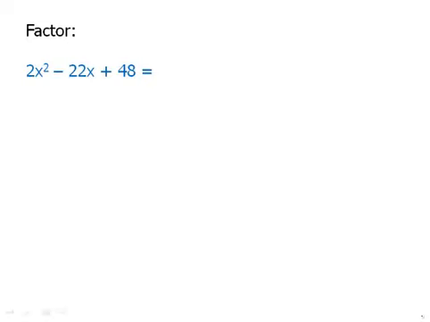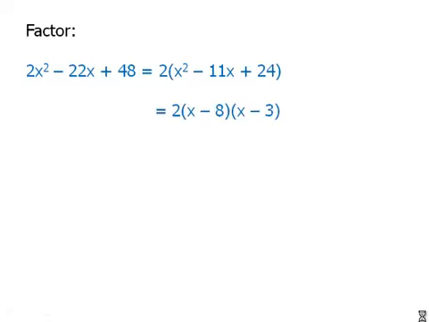Suppose we had to factor something like this. This isn't too hard. Something of this form could appear many places on the test. Notice, first of all, the coefficients are even, so we can factor out a 2. Once we factor out a 2, we get an ordinary quadratic. Now it's just a matter of factoring that ordinary quadratic. We need a product of 24 and a sum of negative 11. So those two terms are negative 3 and negative 8, and so this factors to 2 times (x minus 8) times (x minus 3).